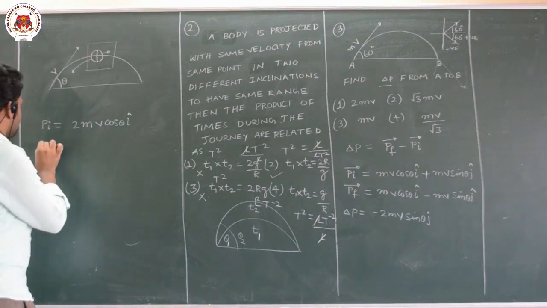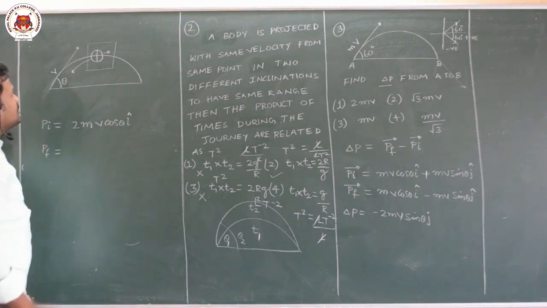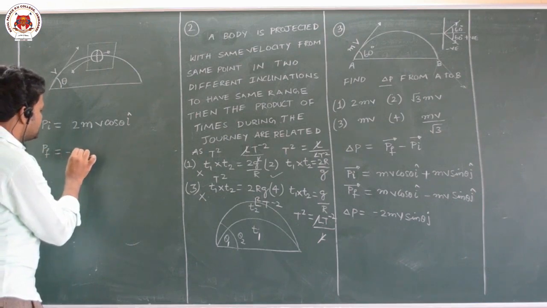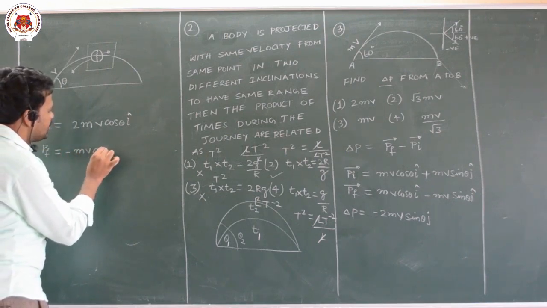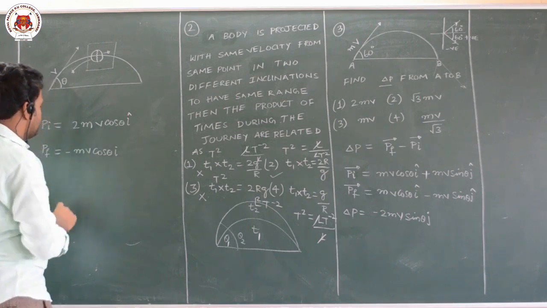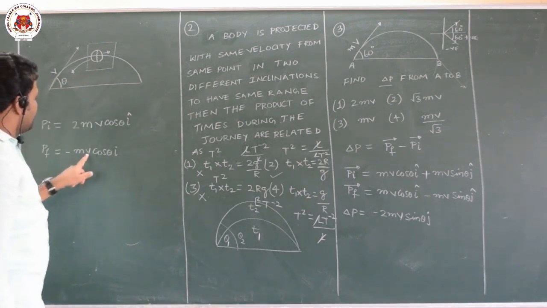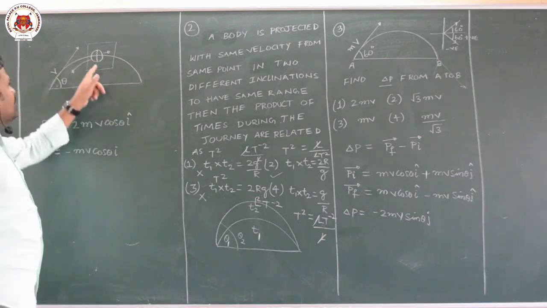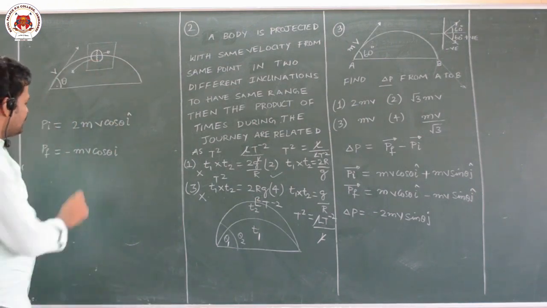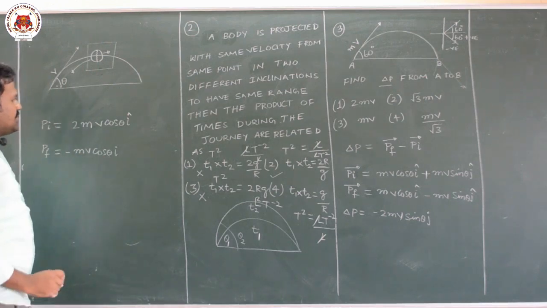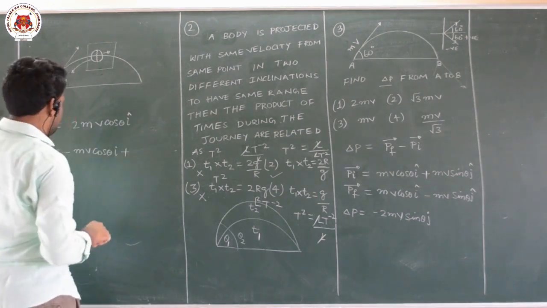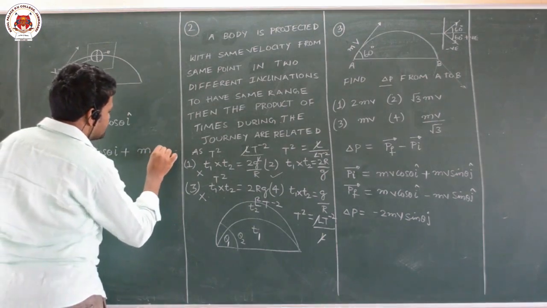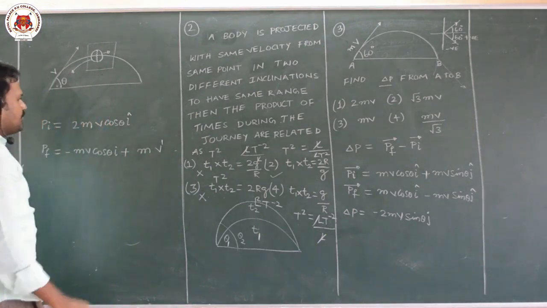Now after the explosion what happens? One fragment is retracing its path, meaning minus mv cos theta i cap. This is the momentum of the first particle. Why am I writing minus mv cos theta? Because to retrace, the same velocity is required to come back. With whatever velocity it had, that it should take. So it has taken minus mv cos theta i cap plus m v dash. This v dash you have to find.